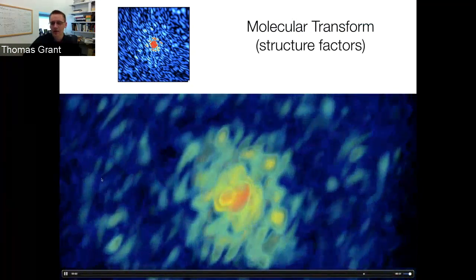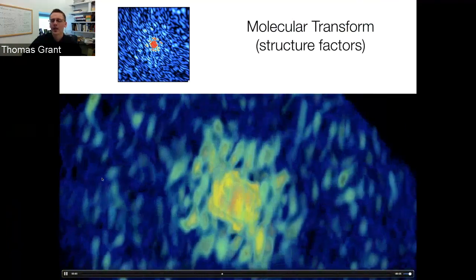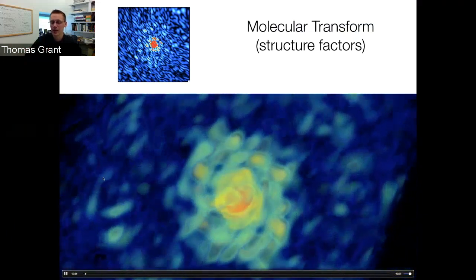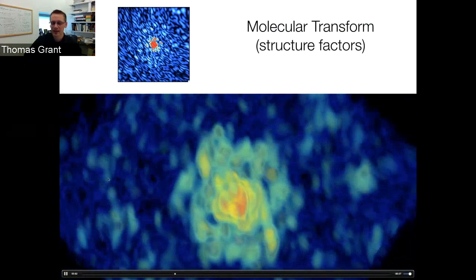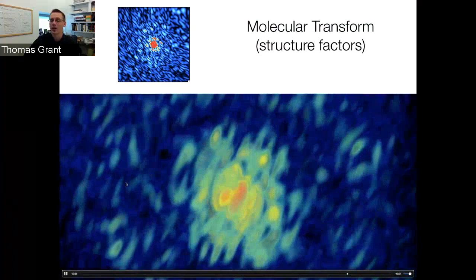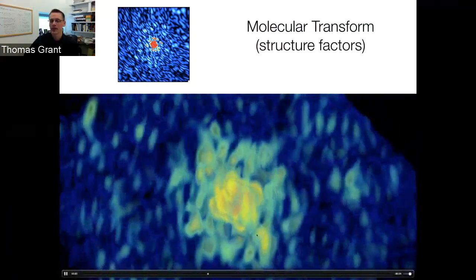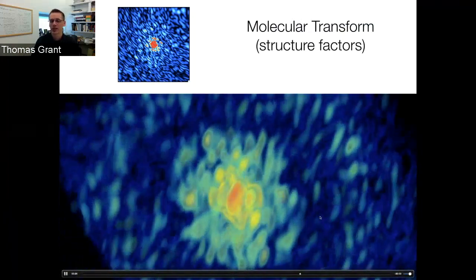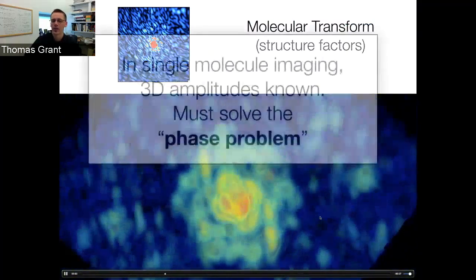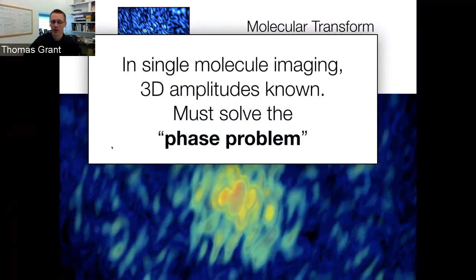And so the problem in single molecule imaging, theoretically, if you could do those experiments, is that if you get a 3D volume of reciprocal space intensities, you only have information about the amplitudes. And what you really need are the structure factors. You need both the amplitudes and the phases at every point in reciprocal space in order to be able to do an inverse Fourier transform and calculate what the electron density is. So they have to solve the phase problem, right? They know the 3D amplitudes from their experiment, but they don't know what the phases are. And so this is the phase problem.